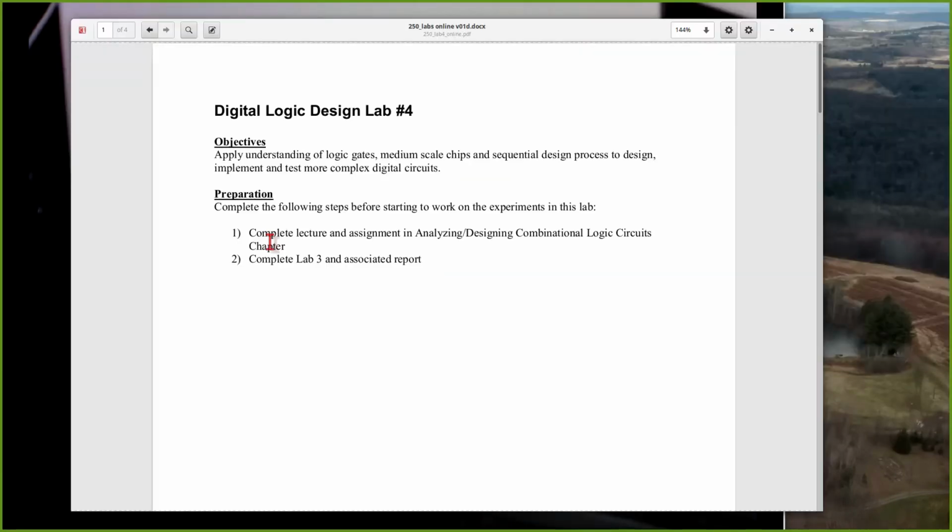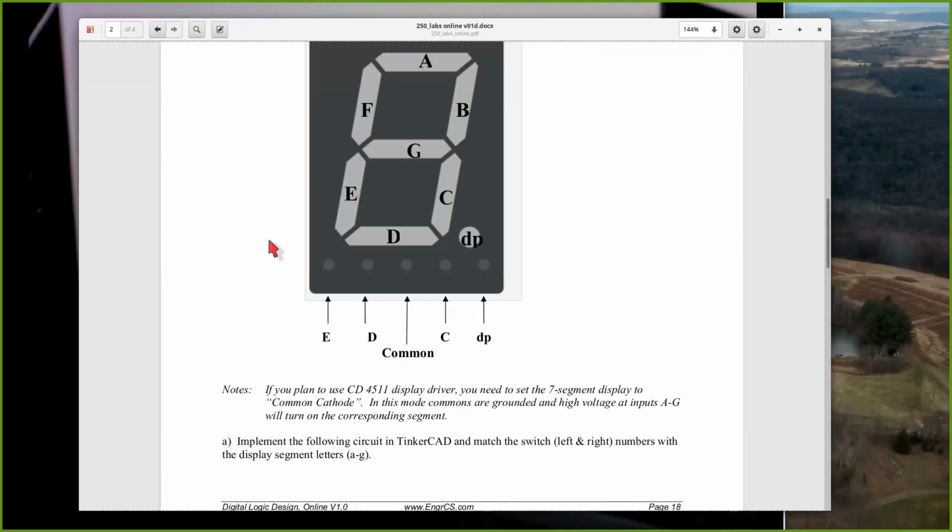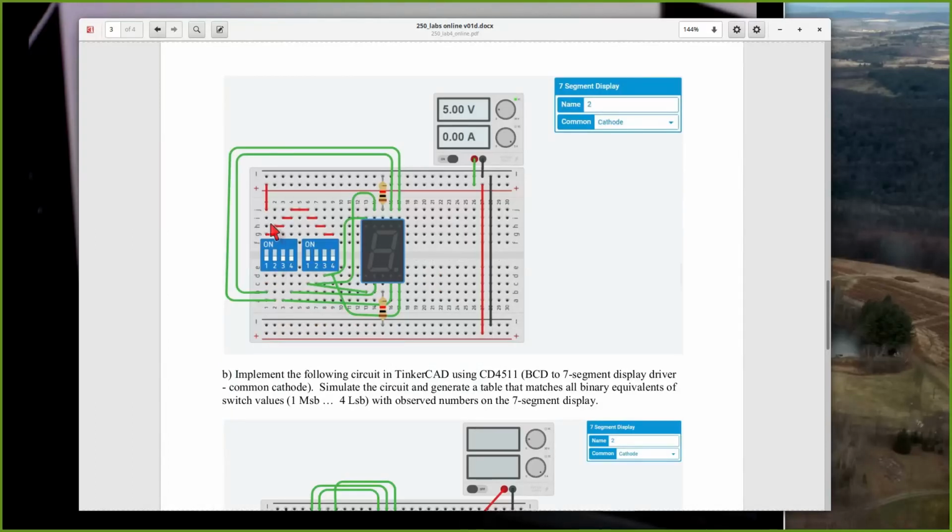For lab 4, Part B on number 1. It essentially wants us to implement something into Tinkercad and then write a truth table for it. And I've done that, but what should we put in the truth table output when nothing shows up on the display?